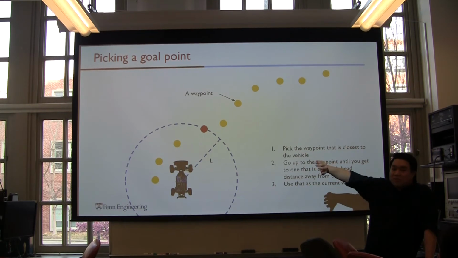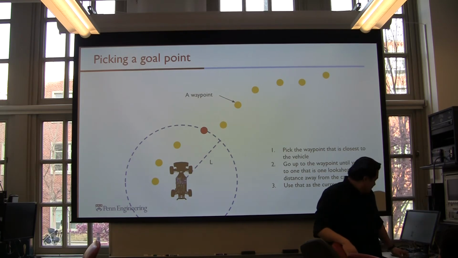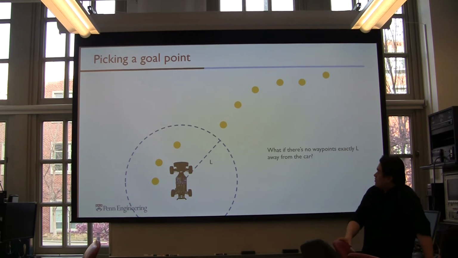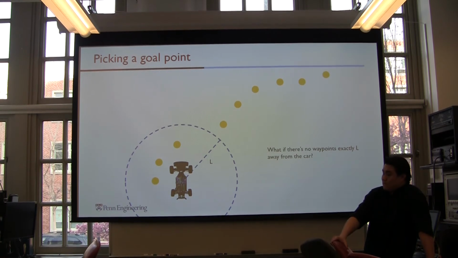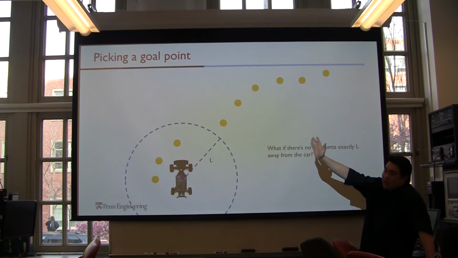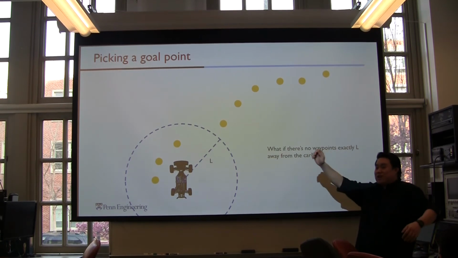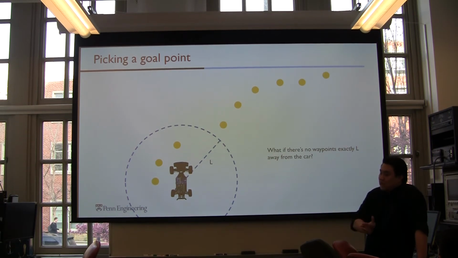Does anybody see a problem? A very obvious one is that it's not going to always be there, right? So what if there's no waypoints exactly one look-at distance away? Any ideas? Yeah. A problem could be if you choose the closest one, it might not always be where you want to go. Oh, yeah, that's one of the problems. If it's just a circle away, you're going to have one in front, one in the back. So you'll have to constrain your search somehow so that it's actually going the direction that you want the car to go.